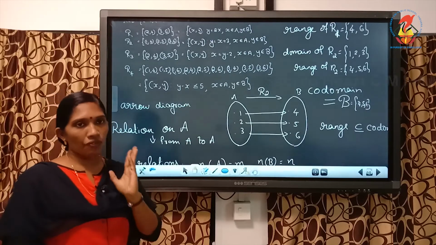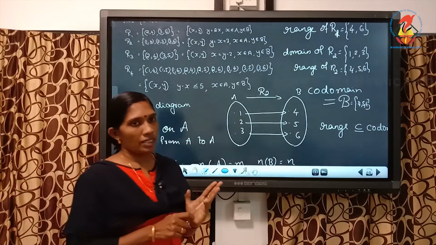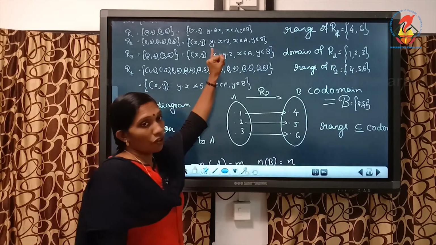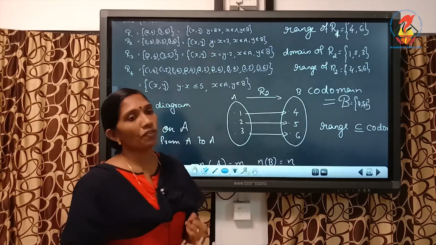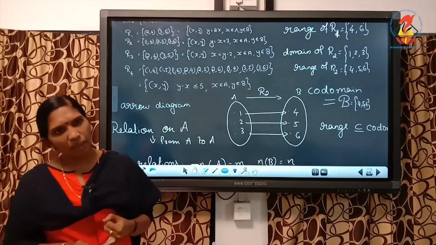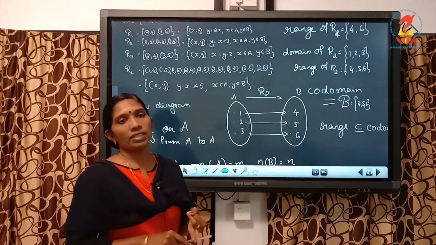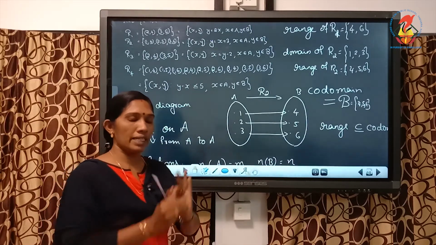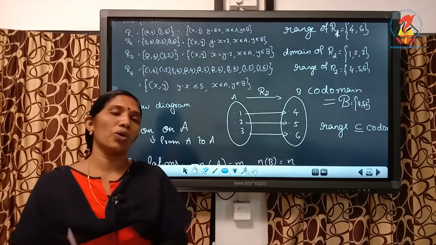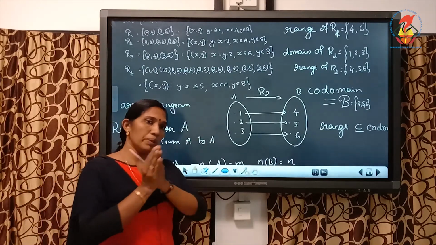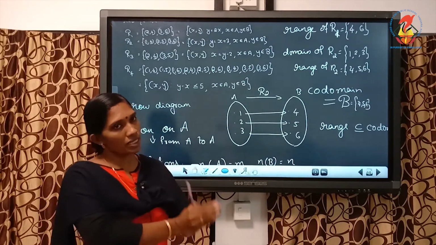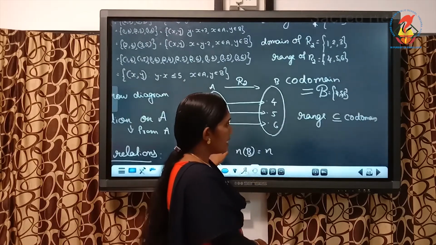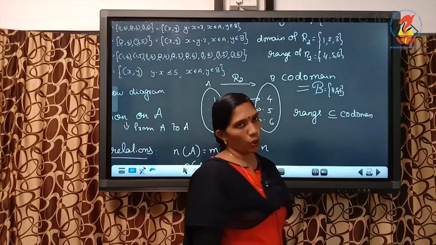Then the set of first elements of the ordered pairs of the relation is known as the domain of the relation. The set of second elements of the ordered pairs of the relation is known as the range. And the second set, the whole set, relation R from A to B means B is known as codomain. If R is from B to A, then A is known as codomain. Then range and codomain, what is the relation? Range is a subset of or equal to codomain.